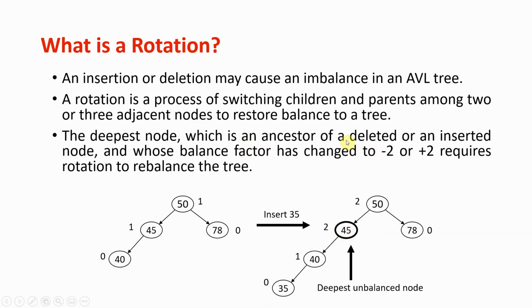The deepest node, which is an ancestor of a deleted or inserted node and whose balance factor has changed to minus 2 or positive 2, requires rotation to rebalance the tree. So for example here, this is an AVL tree because the balance factor of all nodes are either 0 or 1. This is definitely an AVL tree. If we insert 35 here and then calculate the balance factor, we see that this node loses its AVL property. So here we have a left-left case. This is our pivot, the deepest unbalanced node. You remember the concept of depth. This is depth 0, depth 1. So this is the deepest node that lost its AVL property. The root also loses its AVL property, but we don't care. We find the first node that loses its AVL property.